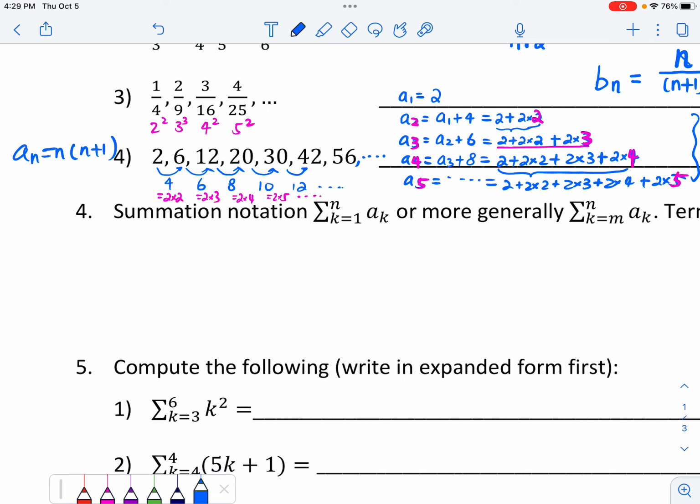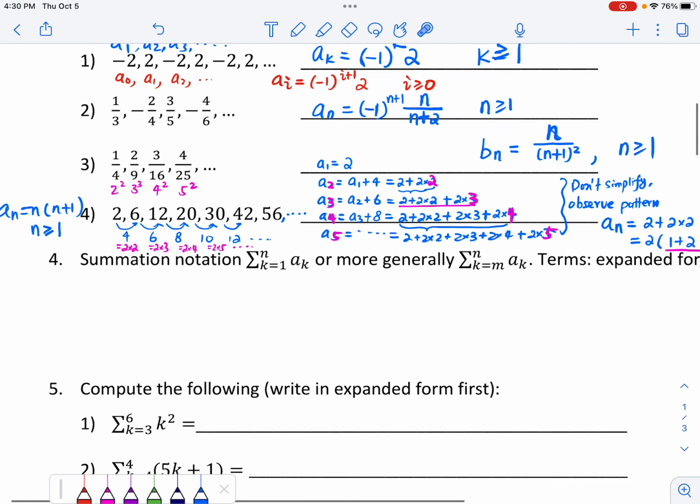Please keep in mind you have to mention what number your index starts with. Here my index starts with 1. You can always check. When n is 1, 1 times 2 is 2, good. When n is 2, the second term, 2 times 3, which is 6. When n is 3, 3 times 3 plus 1 is 4, so 3 times 4 is 12. So you know this works.